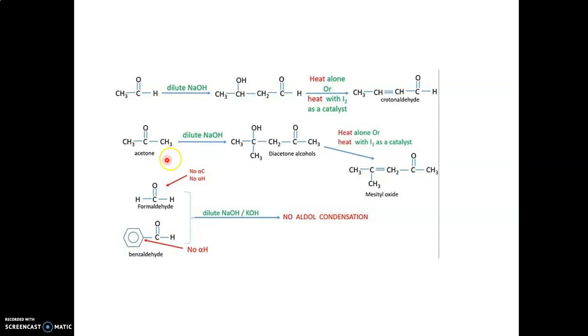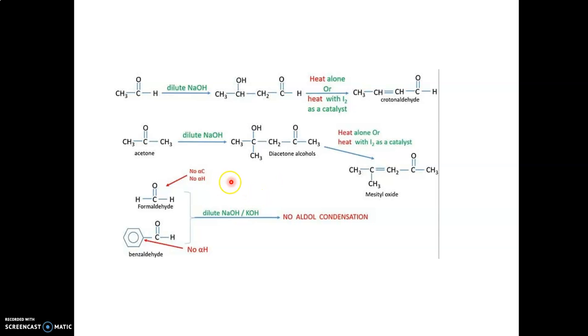A similar type of reaction also occurs with ketones. For example, two molecules of acetone in the presence of dilute NaOH give diacetone alcohol, which upon heating results in an unsaturated ketone.